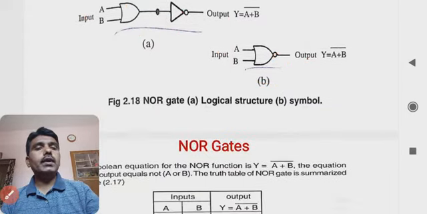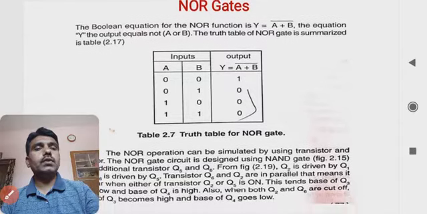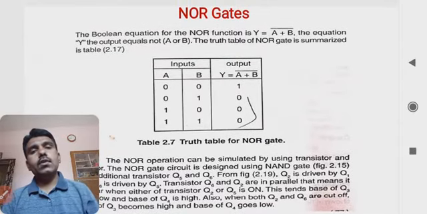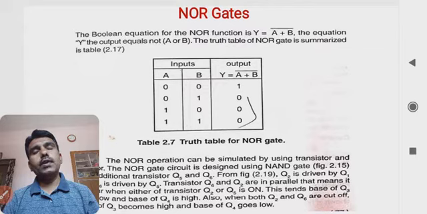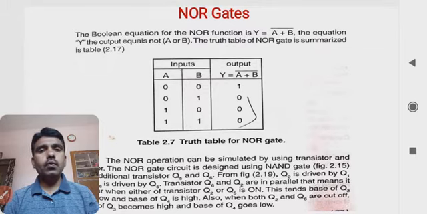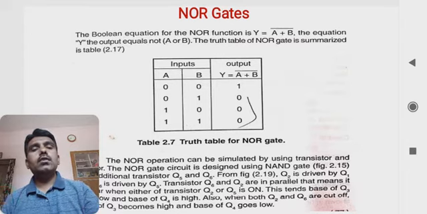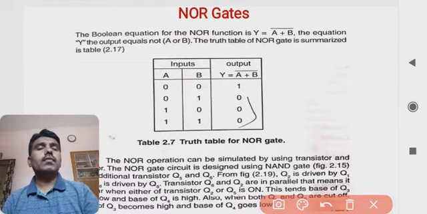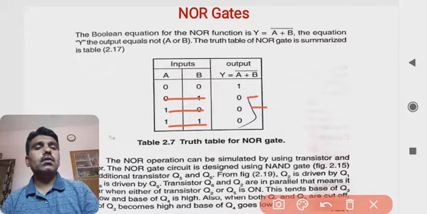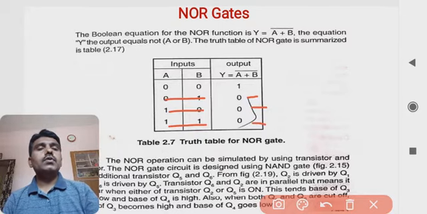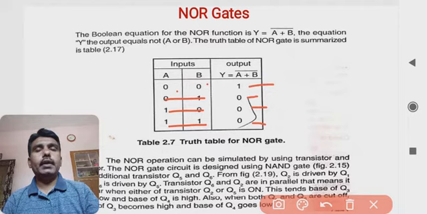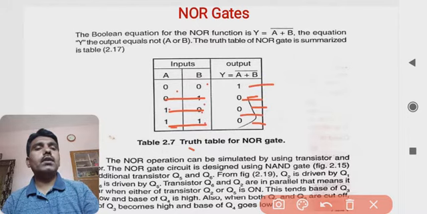So let's see what happens as far as the NOR gate is concerned. As far as the OR gate logic is concerned, when any of the inputs is high, output will be high. That was the logic for the OR gate. And the NOR gate will be the reverse of this. That means if any of the inputs is high, output will be low, or 0. For 0 0, it is giving you high. For 0 1, it is 0. 1 0, it is 0. 1 1, it is 0.